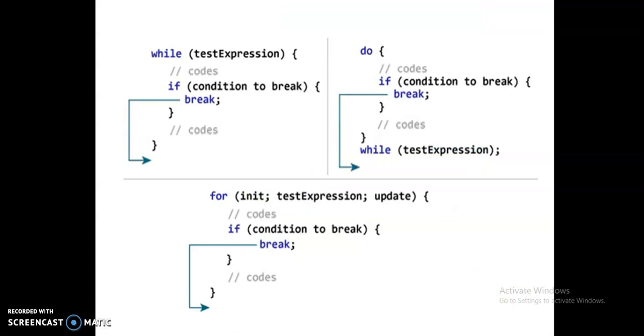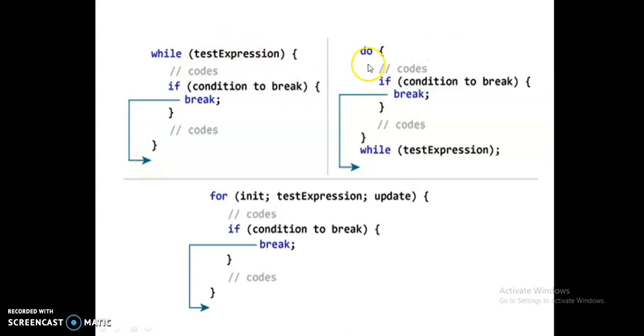In C we have 3 types of loop: while, do and for. This is the pictorial representation, an example of how the break statement is used in these 3 loops. For example, the first one is the while loop. In this while loop, the if condition is checked. If the condition is true, it breaks the loop and goes to the next statement after the loop.